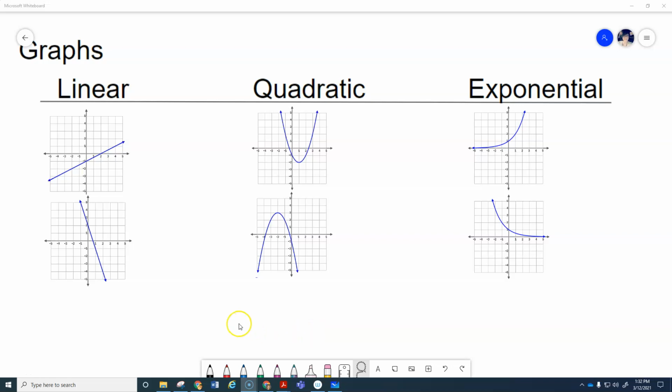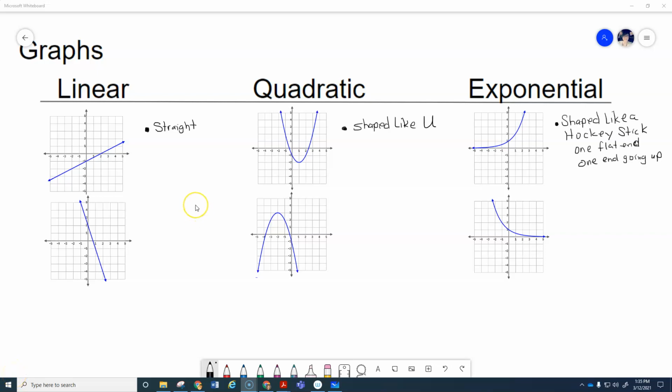Let's take a minute or two to look at the graphs of linear functions, quadratic functions, and exponential functions. Go ahead and pause this video, and think about some compare and contrast items, things that are the same about these and things that are different. Go ahead and just take a few minutes to jot those compare and contrast notes down.